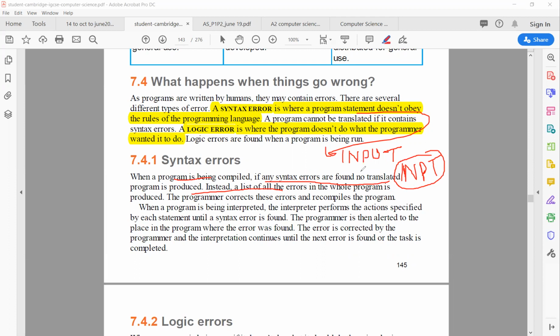So whenever a syntax error is encountered during the translation, the compiler stops translation. The list of errors is shown. So the programmer corrects these errors and recompiles the program, until all the errors are corrected.